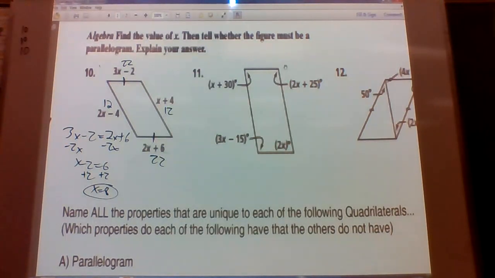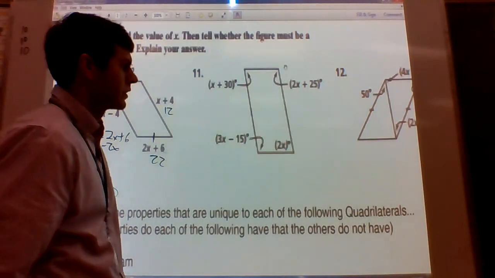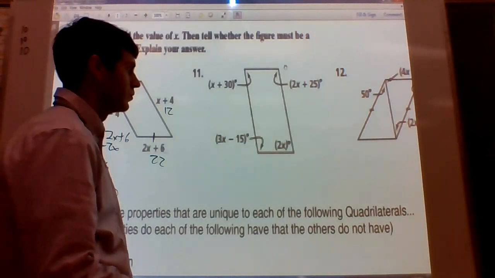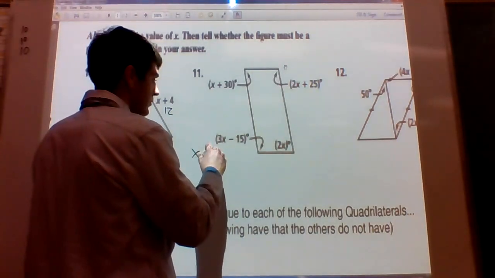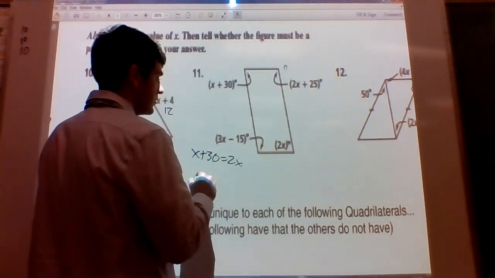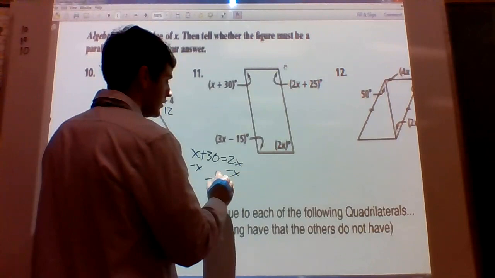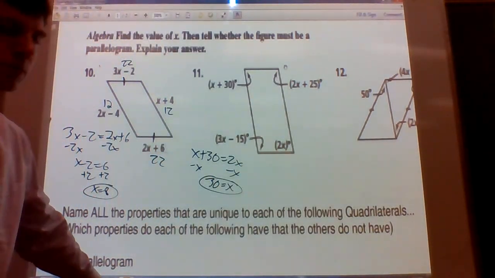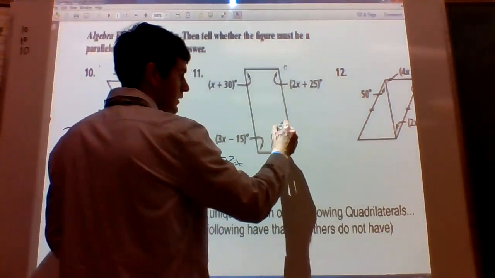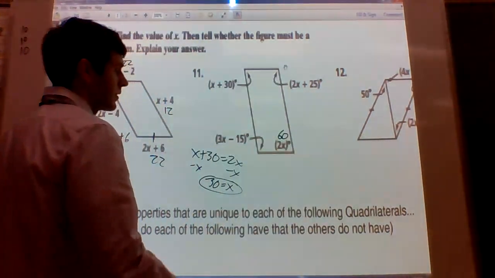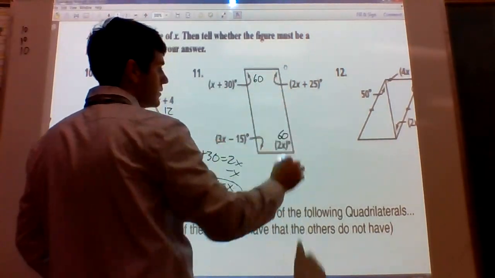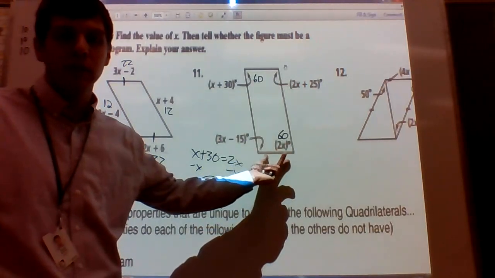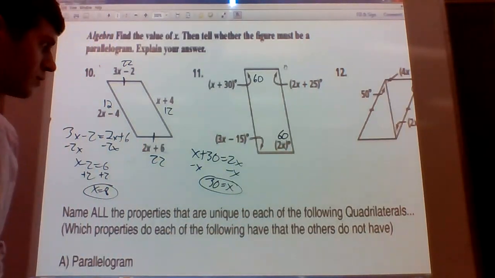Number 11, we know that consecutive sides are supplementary and opposite sides are congruent. So we can do x plus 30 equals 2x. Subtract x from both sides, 30 equals x. Make sure it works for everything. 2 times 30 is 60. 30 plus 30 is 60. So these two angles are going to then have to be 120 and 120 because we know consecutive angles are supplementary.